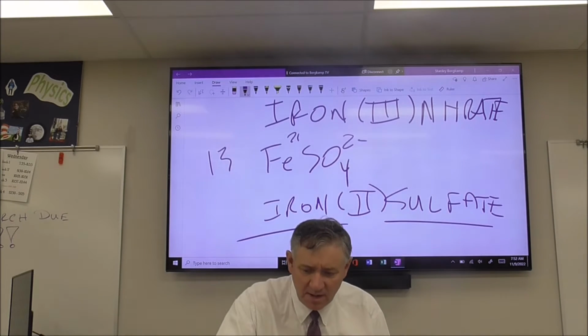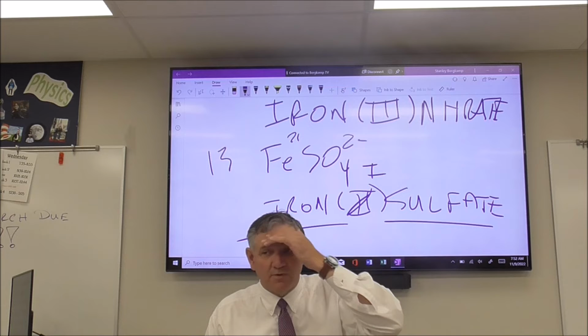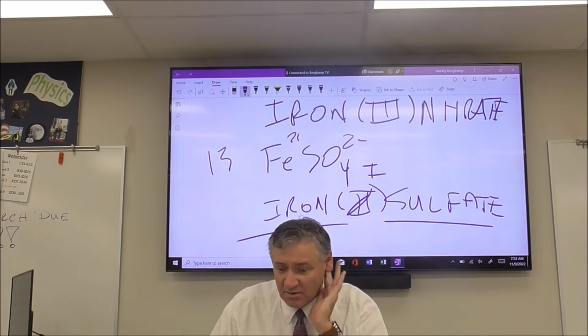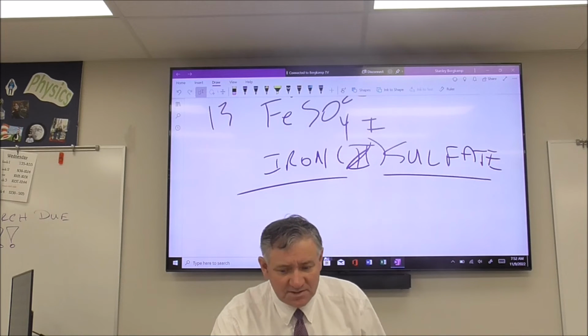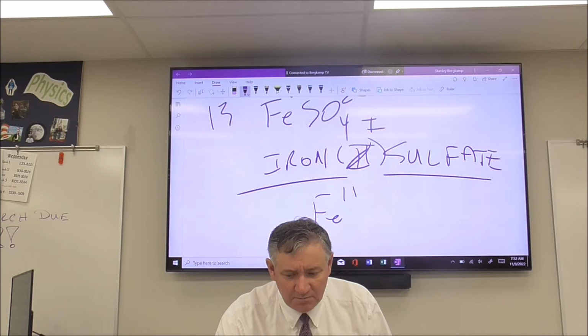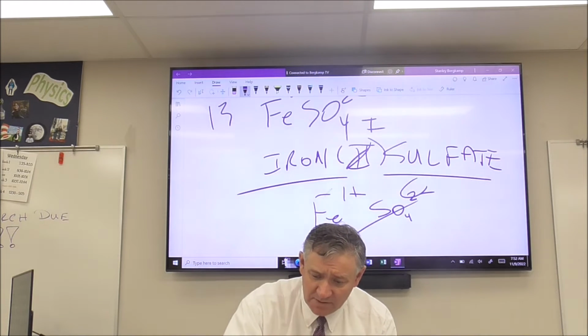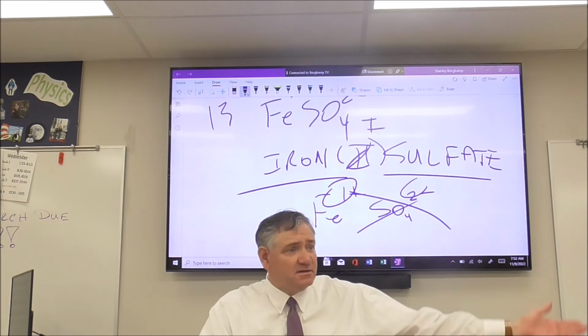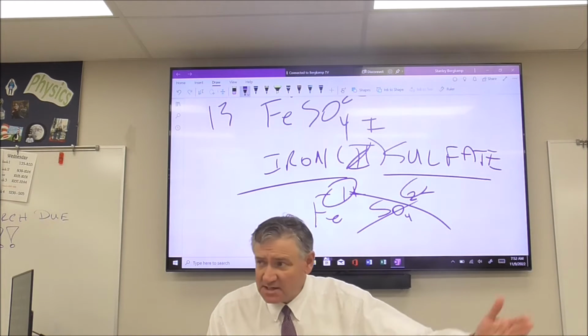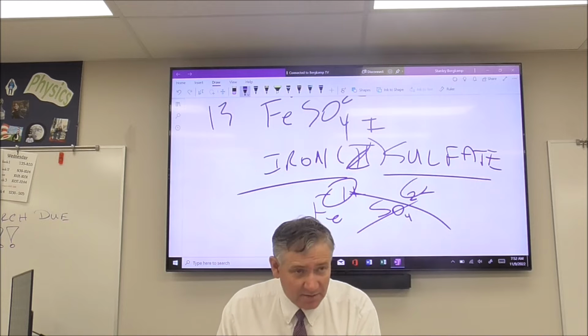Now, if you had written iron 1 sulfate, let's say you made a horrible misjudgment. If you try and reverse that process and you go Fe 1 plus and SO4 2 minus, and you move that 2, you don't end up back at the same formula. So that's how you can check when you're naming them, you got them right.